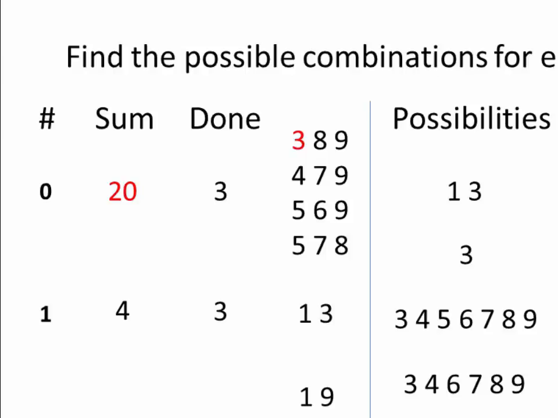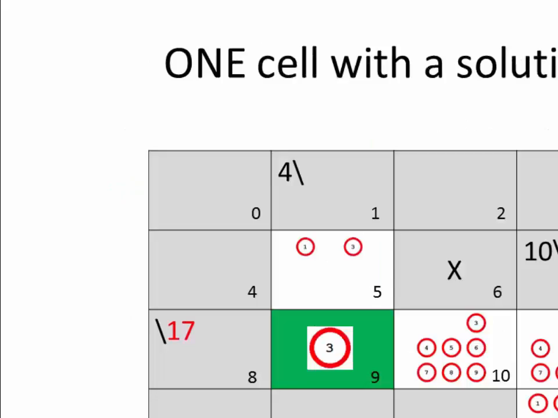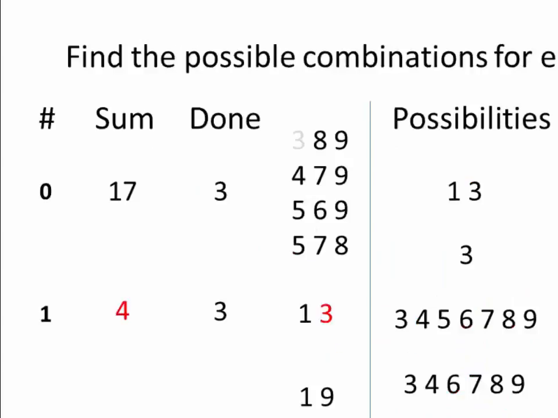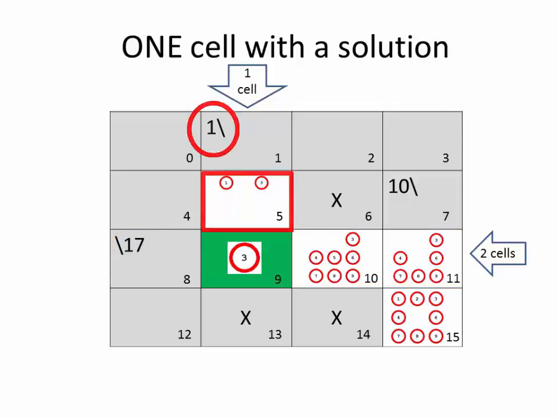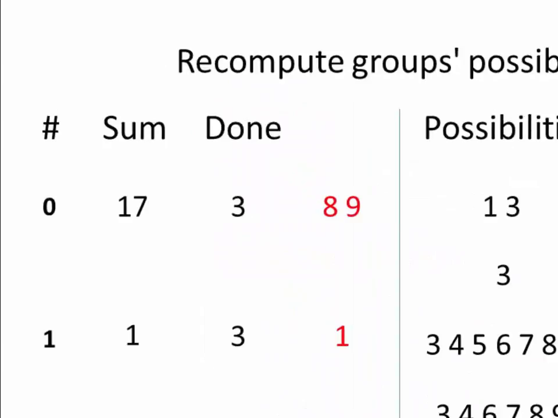So the sum now will be reduced to 17. Likewise, group number 1, which was 4, will have to be reduced to 1. Now, group 0 is down to 2 cells, which must add up to 17, and group number 1 is down to 1 cell, which must add up to 1. So now we recompute the group's possibilities, and we can see that group number 0 can now contain only the numbers 8 and 9, and that group number 1 can only contain the number 1.